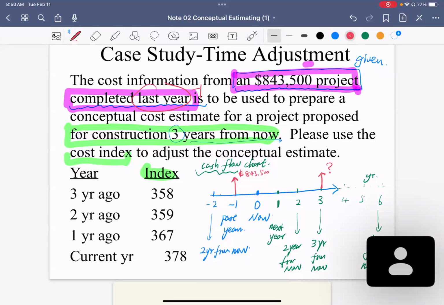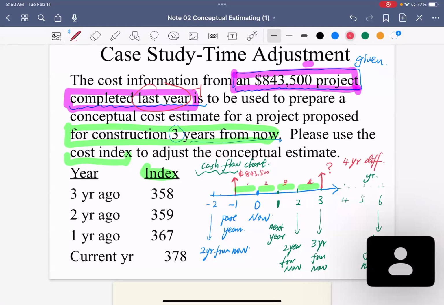So let's count how many years between those. From -1 to 0, you have 1 year, and from 0 to 1, you have 1 year, and from 1 to 2, you have 1 year, and from 2 to 3, you have another 1 year. So the difference between those two is 1, 2, 3, and 4. So this is a 4-year difference, right?